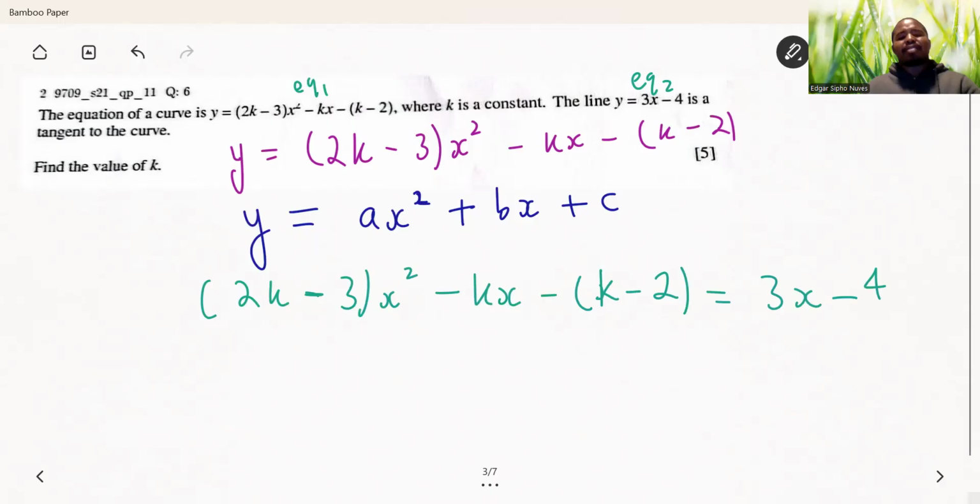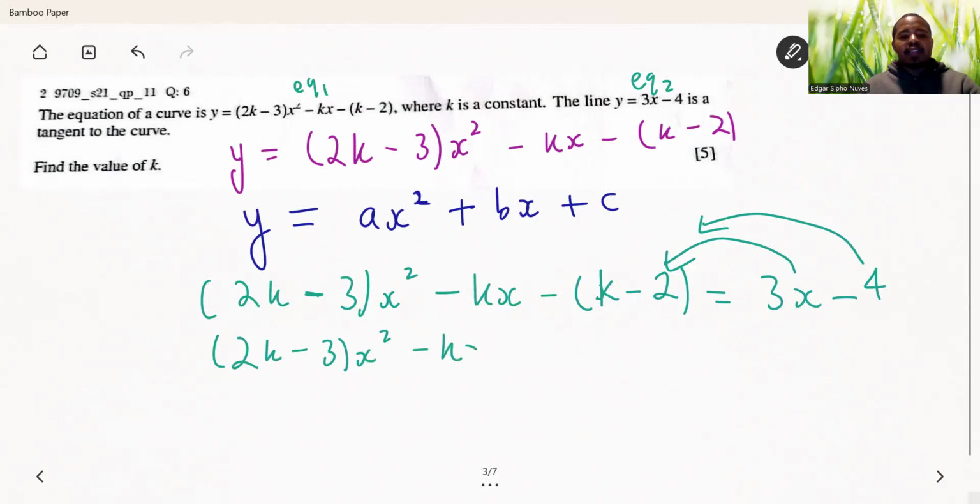Now I'm going to put this in a standard quadratic form by taking the 3x to the other side and taking the minus 4 to the other side. So this x is going to join with the other x term. The minus 4 is going to combine with the constant. So the x squared term is going to remain unchanged: (2k minus 3)x squared. Now I had minus kx. Now the 3 came over, it's now minus 3x. And then add minus k minus 2. And now the 4 went over, so it changed sign to plus 4. All of that is equal to 0.